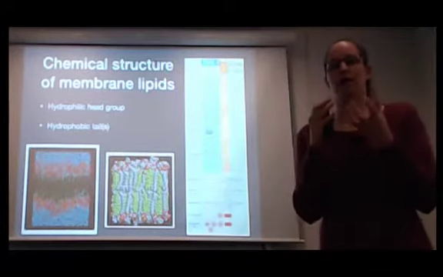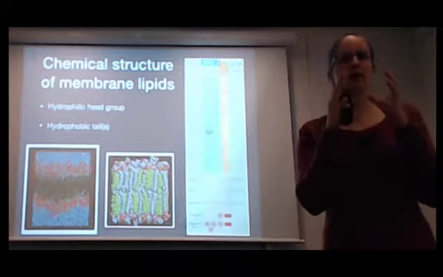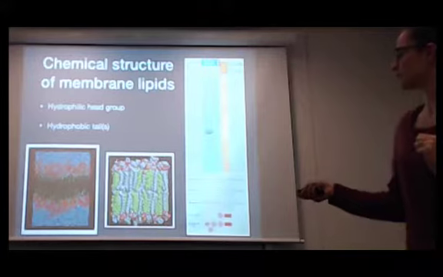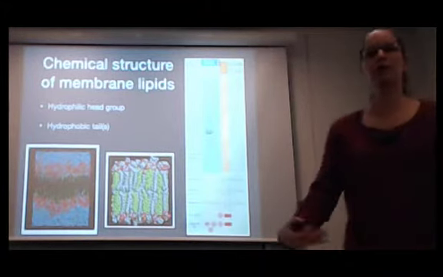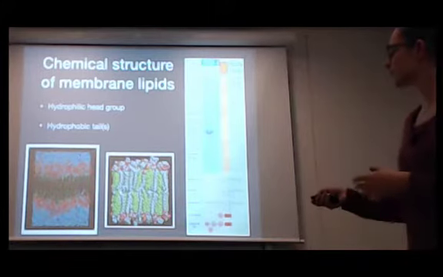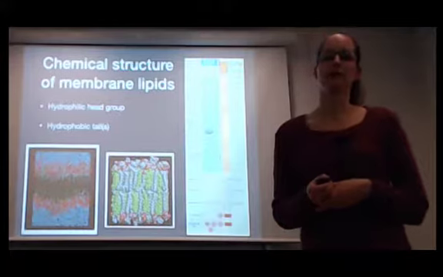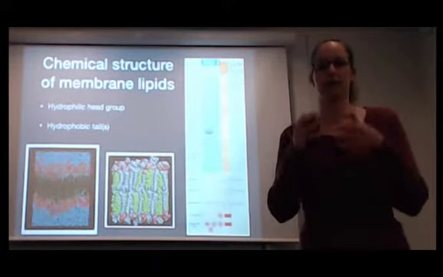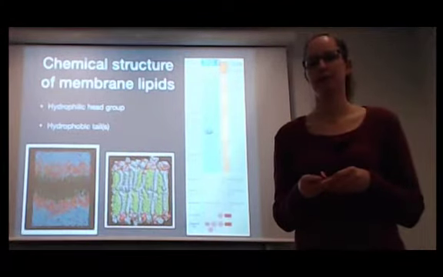But cholesterol has a very rigid ring-like body, so it intercalates between lipids. You can see that the other lipids tend to curve around it and to accommodate the cholesterol. So one of the main effects of cholesterol is that it rigidifies bilayers because it has this rigid body and small head group.